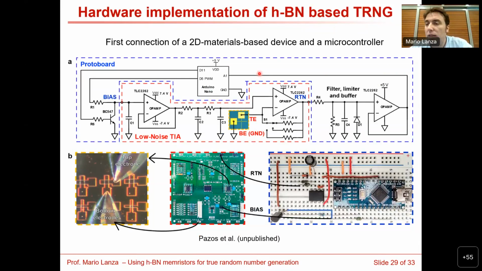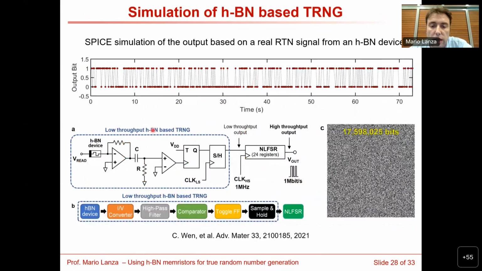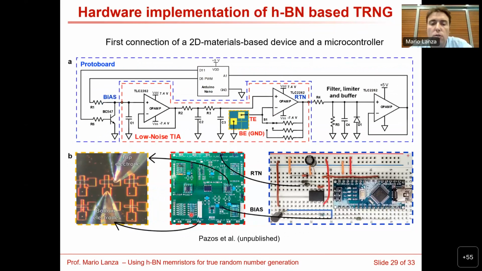This is a similar true random number generator, but in this case, we used a simulation. What you see here is that this circuit has been simulated using SPICE. Okay, in the next step, we go towards the full hardware implementation of this true random number generator. And we use a circuit that looks like this.